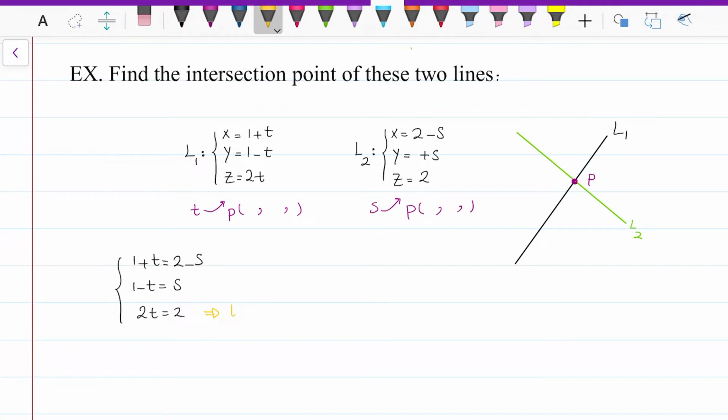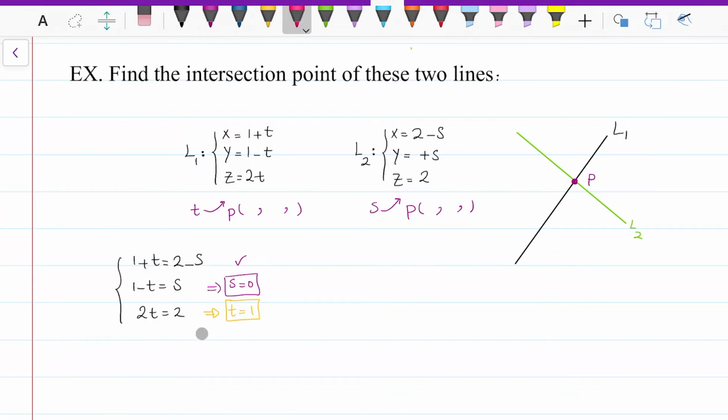From here, I get t equals 1. So that's good. Now, let me plug in t equals 1 in here. I get 1 minus 1, s equals 0. Let me see. These two, do they satisfy that? 1 plus 1 equals 2 minus 0. Exactly. So, s equals 0 and t equals 1 are the values that I was looking for.